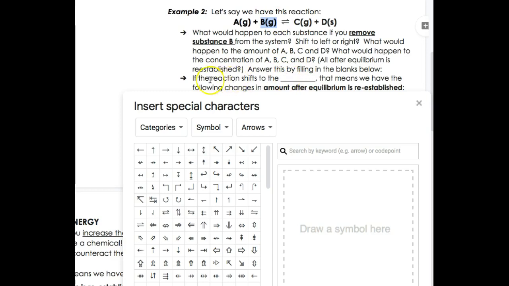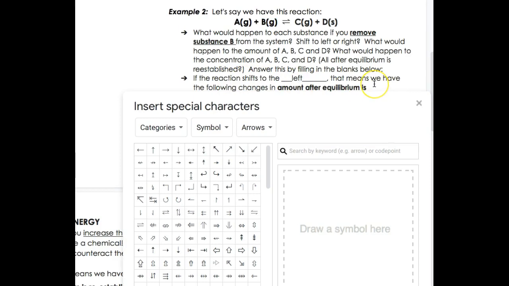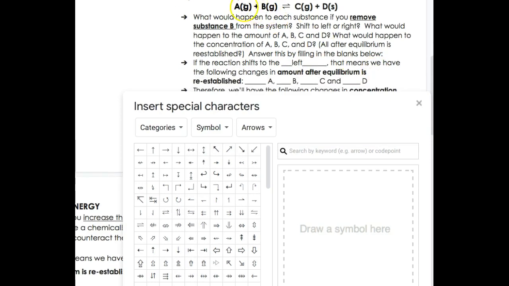So I'm going to put here, if the reaction shifts to the left, that means we have the following changes. So again, we initially removed B, so we should start with that. We're going to reduce B because that's what we did. So at the end, after equilibrium is reestablished, you'll see less of it. Even though the reaction is shifting to the left and you're producing B, you're still going to have less of it at the end in comparison to what you had at the beginning at equilibrium.